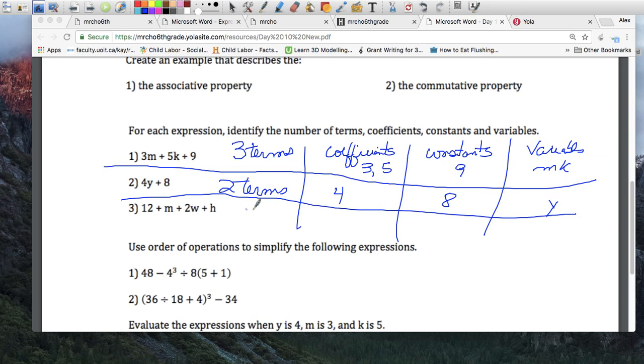This one has 1, 2, 3, 4 terms. Coefficients, we have the 2, but we remember there's a 1 here and a 1 in front of that, so you have 1, 2, and 1. Your constant is just a number by itself, which is 12, and your variables are m, w, h.